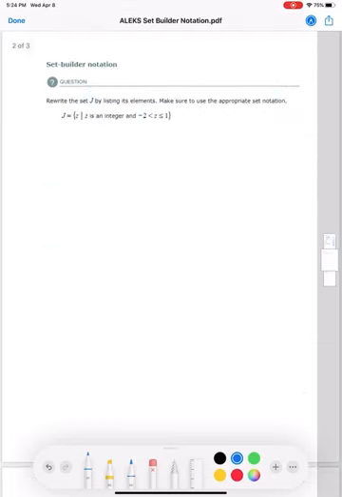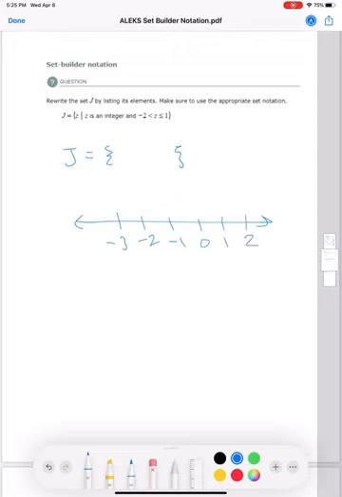Let's do a couple more. So this guy says rewrite the set J by listing the elements. So we're going to do our group, list out the parts. So we have J is equal to squiggly guys. Do that number line real quick. I'm going to go to -3, -2, all the way up to, I'm just going to go to 2.